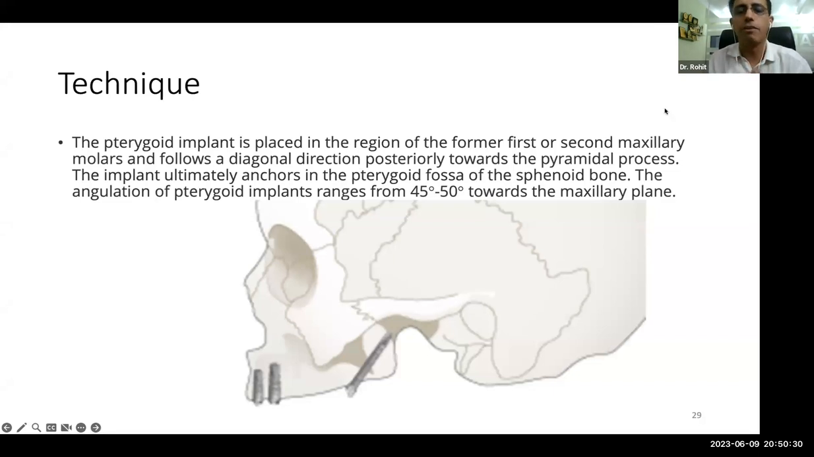And that is a very, very significant thing which people who are doing orthognathic would understand. So that's my fear of not doing pterygoid too much. And I just reserve it for situations wherein you have absolutely nothing else left. So that's where I concur with you completely.